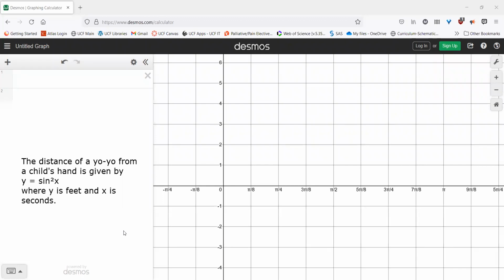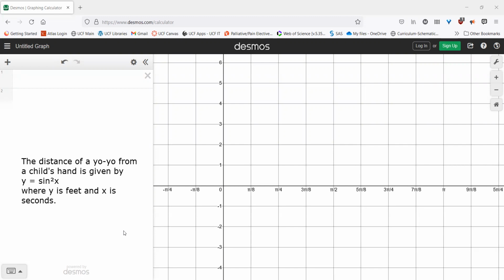Okay, so now we're going to take what we know and what we just learned about Desmos, and we're going to apply it to a new problem that we couldn't have done before. So here's the problem. The distance of a yo-yo from a child's hand is given by y equals sine squared x, where y is in feet and x is in seconds.